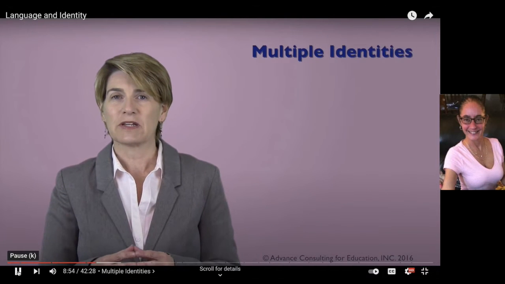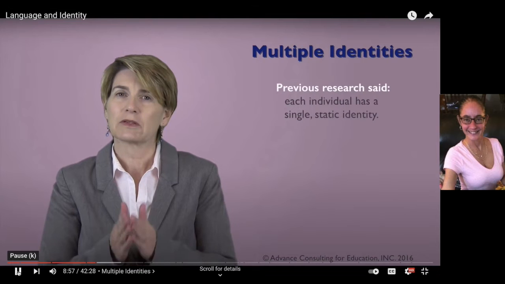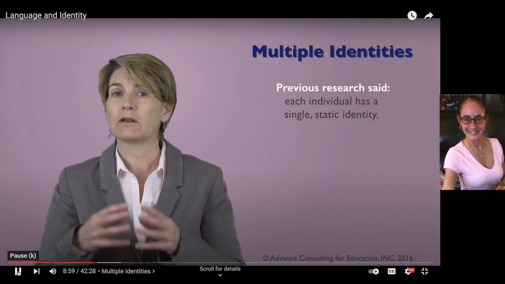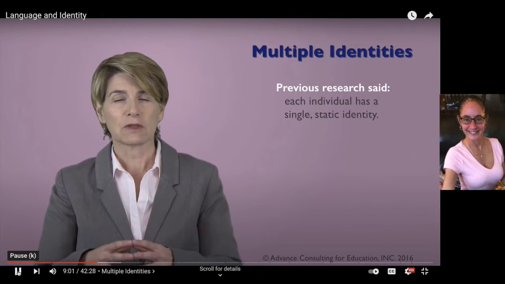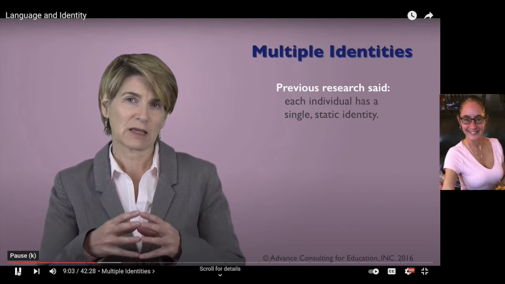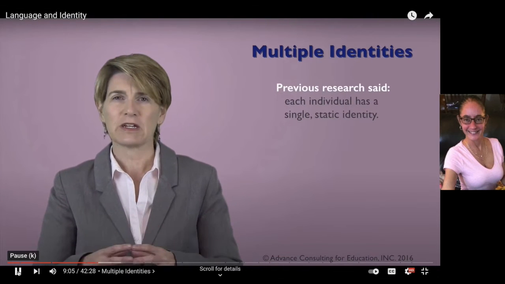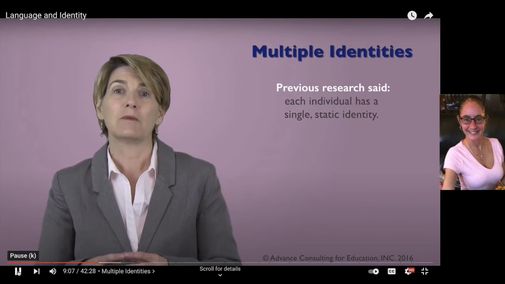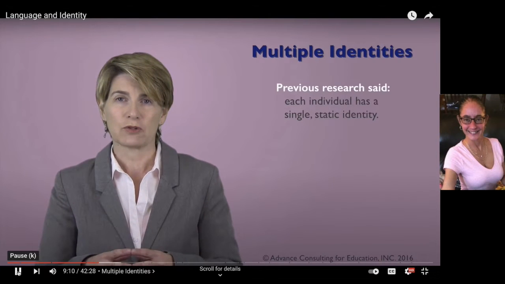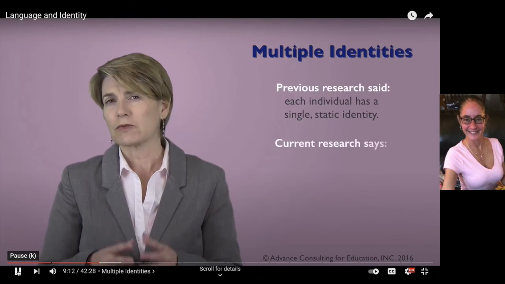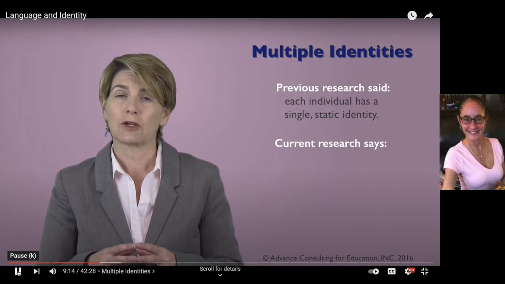Researchers into the concept of identity used to think that human beings and each individual had one single identity. And they also used to think that that was a fairly static entity. So we formed our identities as we were growing up, and then we kept those identities once we reached maturity. Current research, however, says that both of these ideas are actually incorrect.